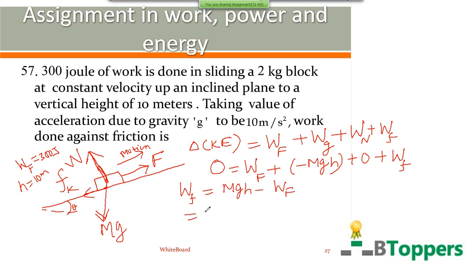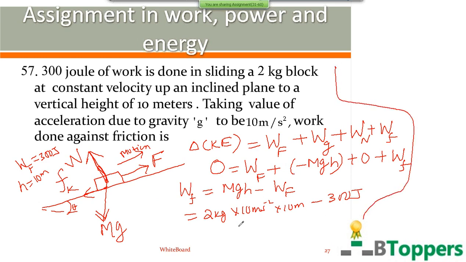Mass of the block is given to be 2 kg here. g is given as 10 meter per second square. h is equal to 10 meters. Work done by the constant force applied on the block by the agent is 300 joules. So work done by the friction force on the block is minus 100 joules.